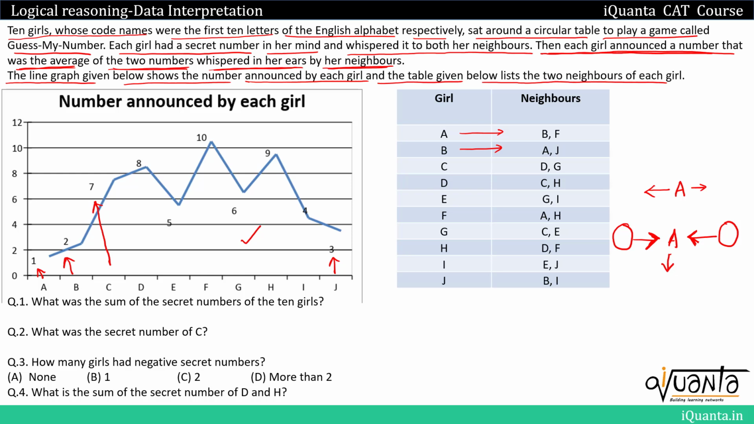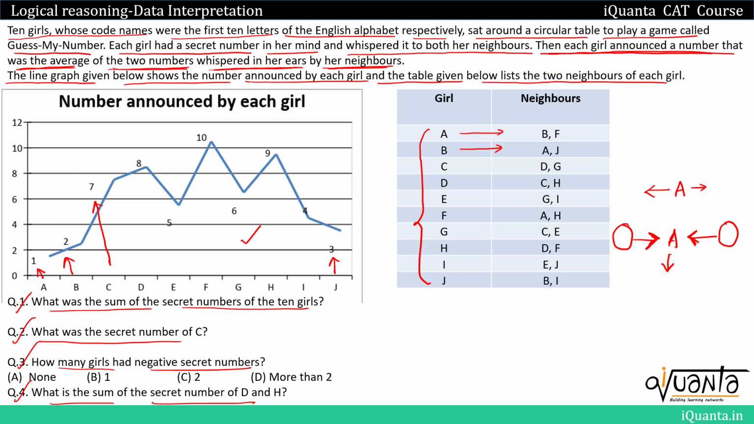Now let us read the questions so that we know how to proceed. First one is, what was the sum of the secret numbers of all the 10 girls? So basically we have to add the values of A, B, C, D, E, F, G, H, I, J. Second one is, what was the secret number of C? Third one is, how many girls had negative secret numbers? After we calculate the secret number of each girl, we'll count the negative ones. That will be the answer. Fourth one is, what is the sum of the secret numbers of D and H? For this also we need to find the secret numbers of D and H.